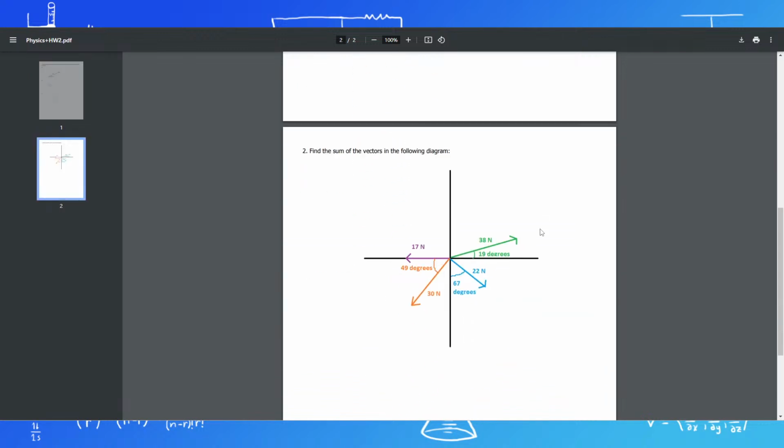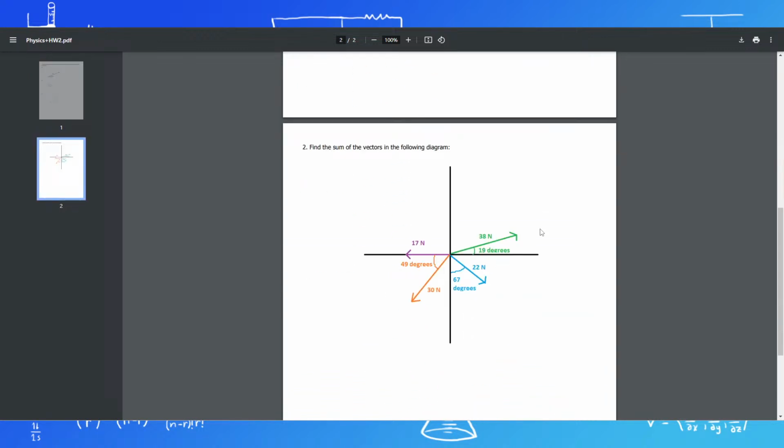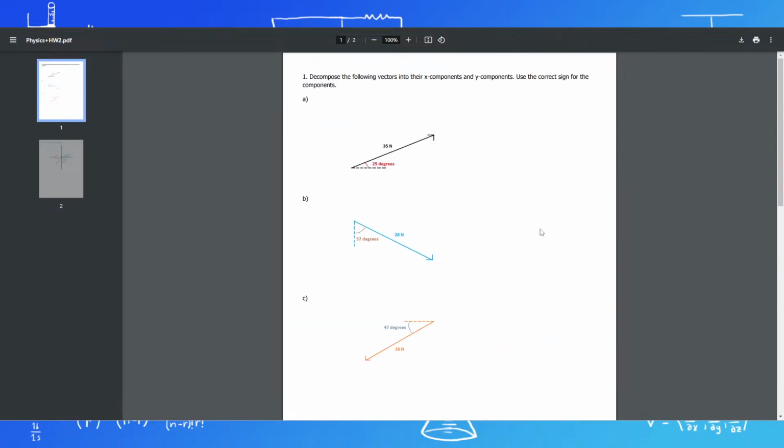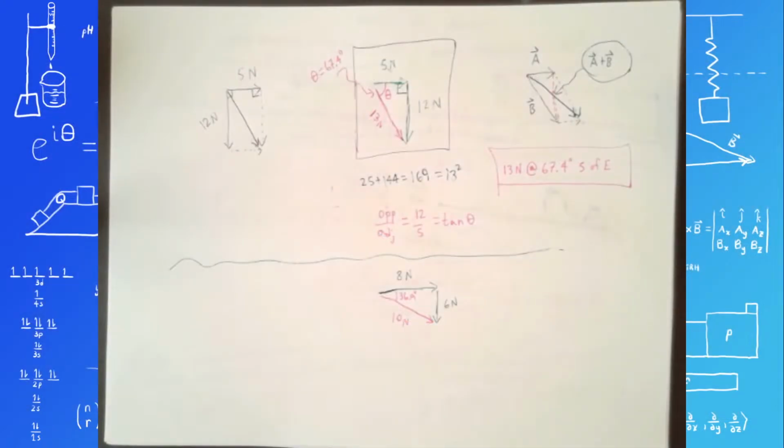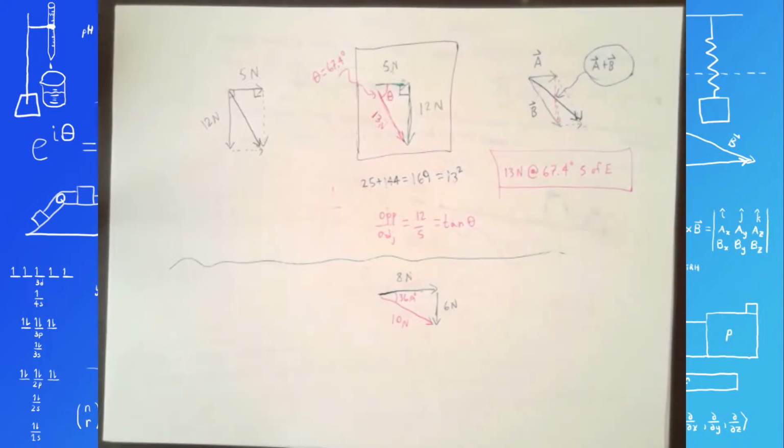And other than that, we have find the sum of the vectors in the following diagram. So we've got a diagram with 4 vectors that need to be added up. Okay, so for A, B, and C, we can go through that pretty quickly. Let me switch back to my camera. Gotta remember to do that. And let's have a look.